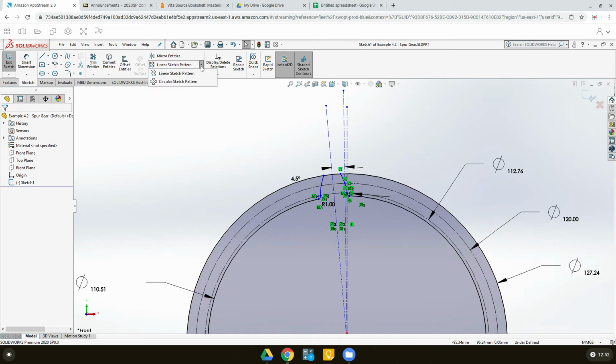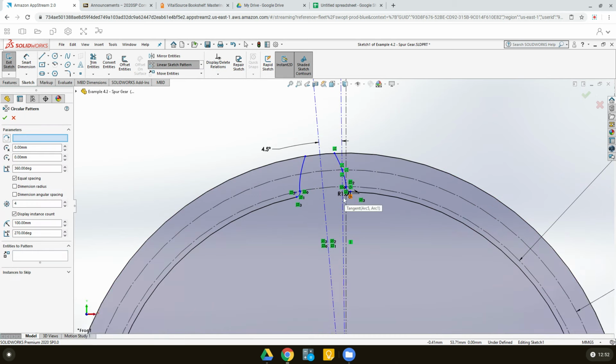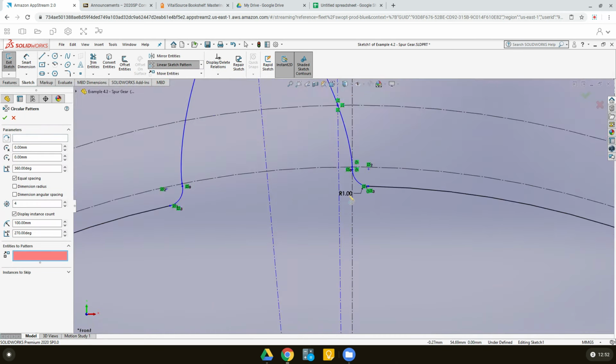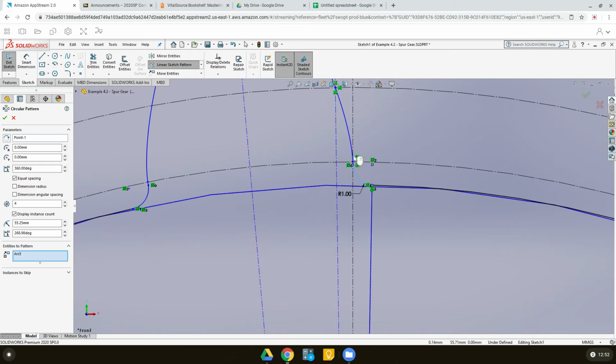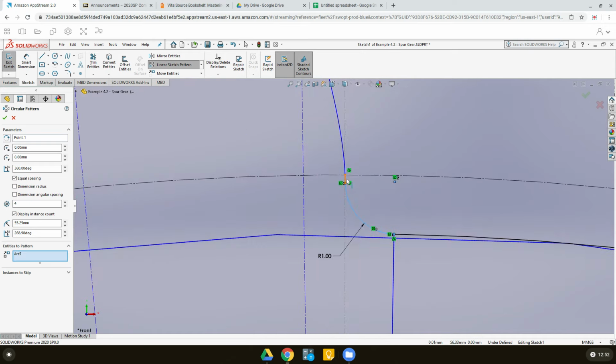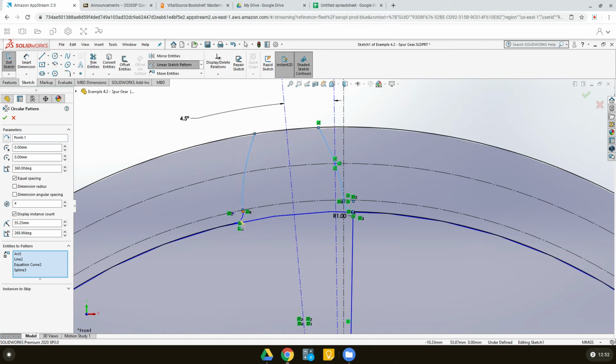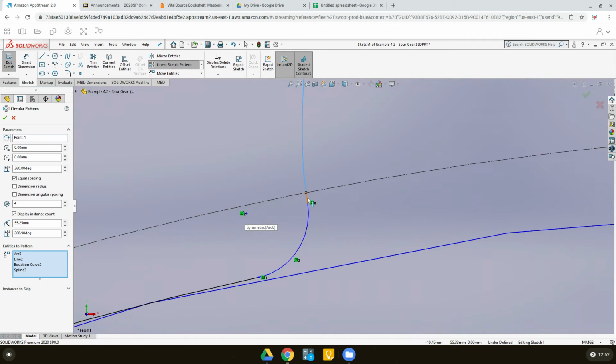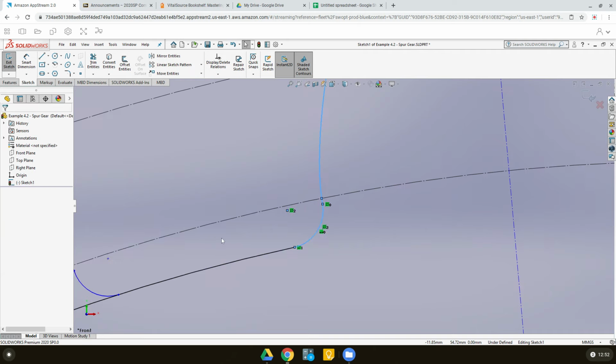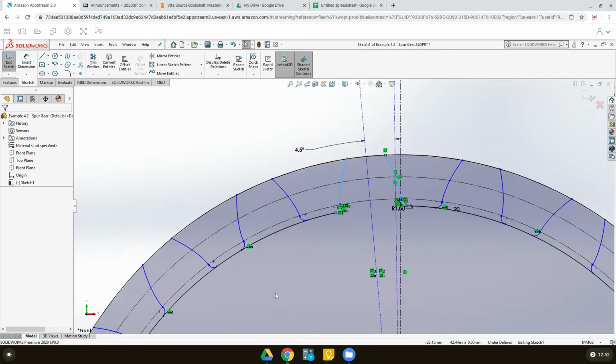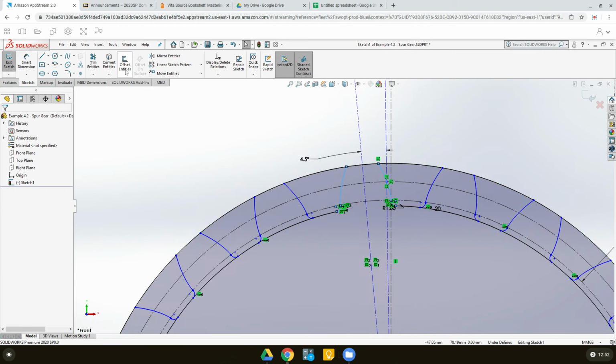So let's go ahead and click on circular sketch pattern. Entities to pattern are 1, 2, 3, 4, 5, 6. Okay, and we want 20 of them. So we got them.